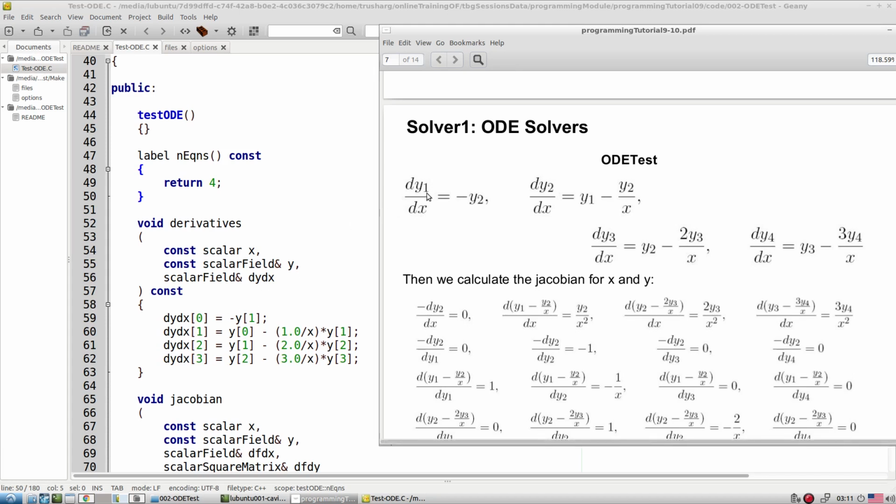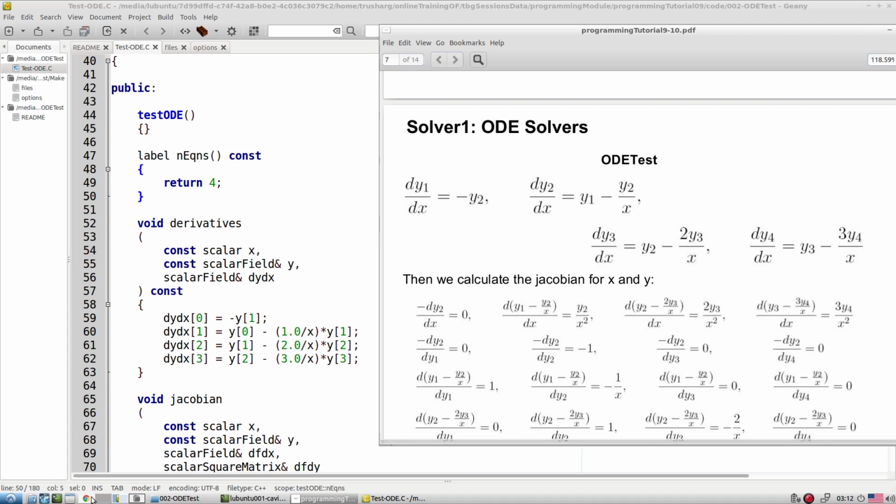So that is what, this del y1 by del x is nothing but del y0 by del x equal to minus y1. Then the second is del y1 by del x equal to y0 minus 1 by x into y1. The third one, del y2 by del x equal to y1 minus 2 by x into y2. In the same way, del y3 by del x is equal to y2 minus 3 by x y3. So that is all the ODEs. Now we have 4 ODEs.